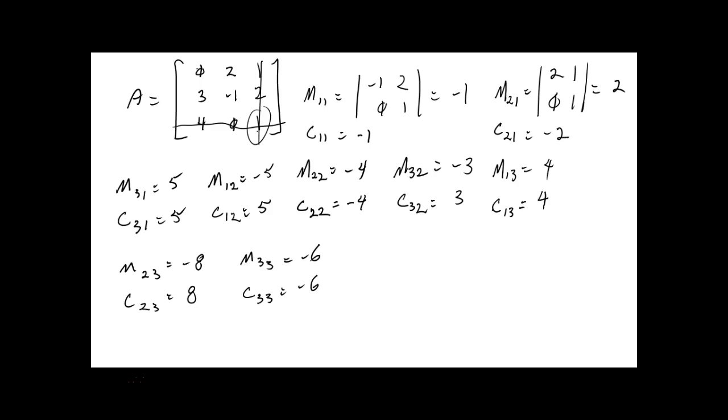The minor for M22 was minus 4, and the cofactor was also minus 4. M32 was negative 3, but the cofactor was positive 3, just fine. M13 minor was 4, cofactor was 4. M23 minus 8 and 8, and M33 minus 6 and minus 6. They got it right. You can rest easy now. Okay.